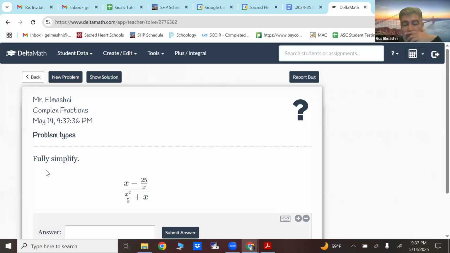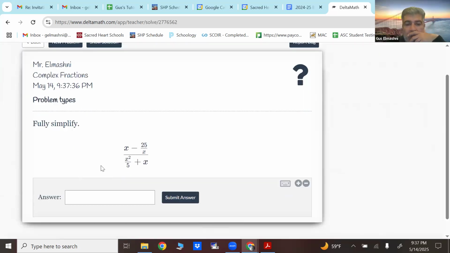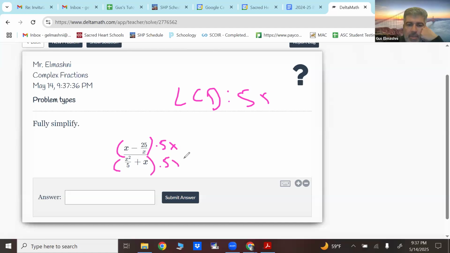Complex fraction. This is not the worksheet I just did, but you will need to practice this skill. So if you think about it, you have two fractions, 25 over x and x squared over 25. The least common denominator between those two fractions is 25x. So you're going to multiply everything up top by 25x, and everything down below by 25x. So you multiply x with 5x, which is 5x squared. You multiply 25 over x with 5x, where the x's will cancel. And then you'll do x squared over 5 times 5x.